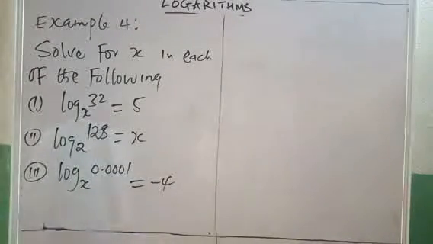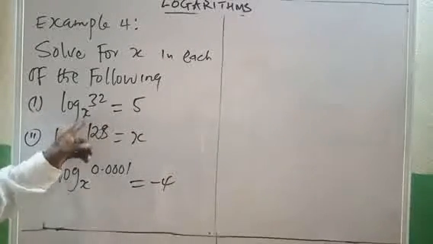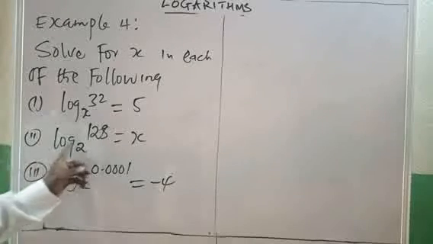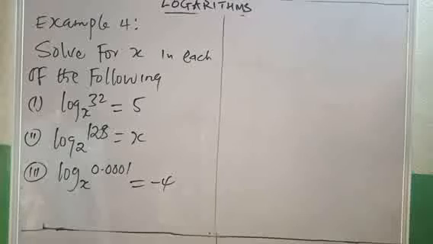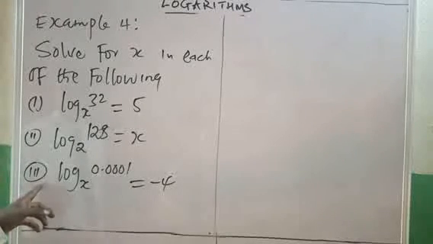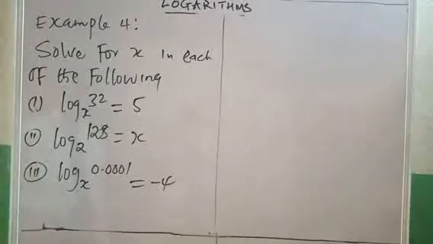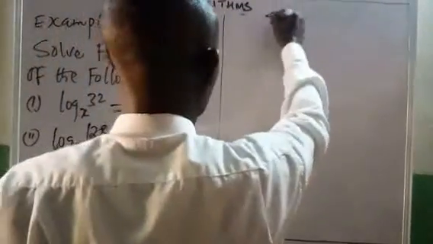Solve for x in each of the following. 1. Log 32 to base x is equal to 5. 2. Log 128 to base 2 is equal to x. 3. Log 0.0001 to base x is equal to minus 4. So let's take it one by one. Solution.